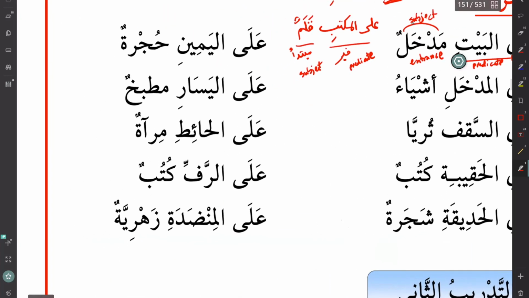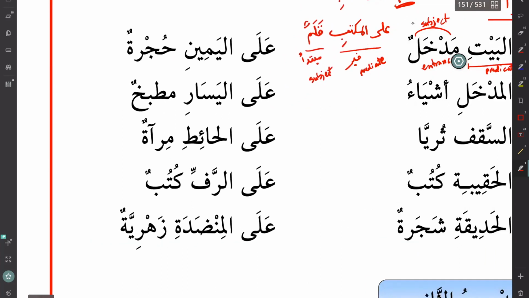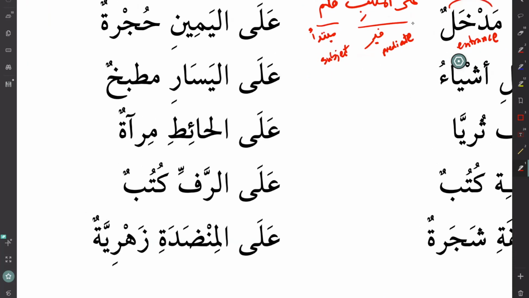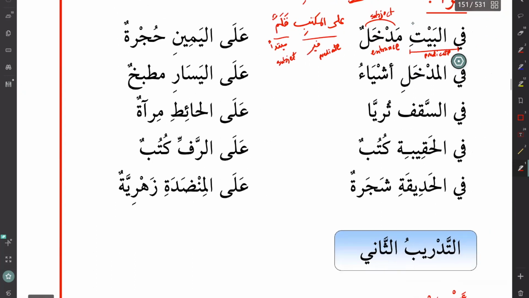And we have ala al-yamini hujratun. On the right, there is a room. Okay. Then we have ala al-yasari madbakhun. On the left is the kitchen. All right. So inshallah, I'm pretty sure you know all of these things.